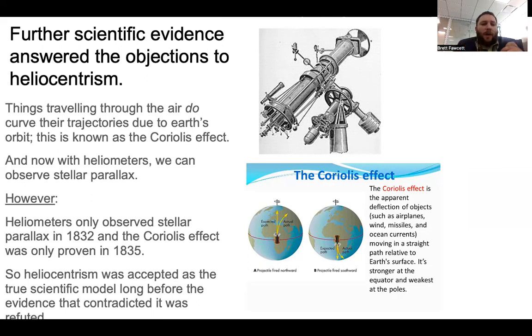Here's the thing. Heliometers only observed stellar parallax in 1832, and the Coriolis effect was only proven in 1835. So heliocentrism, though, was accepted as being true well before this, right? It was the adopted scientific model over 100 years before these were proven. So at a time where there were still glaring scientific problems with heliocentrism, it was still adopted as the dominant prevailing scientific model in theory.